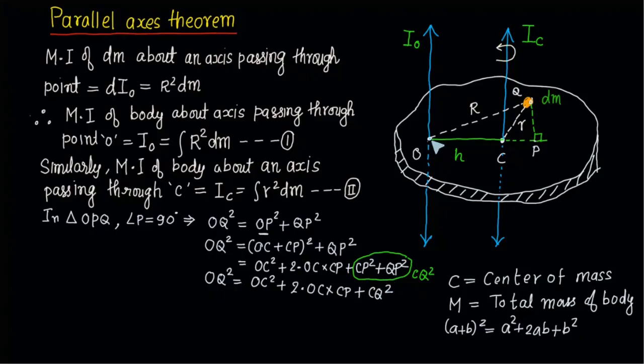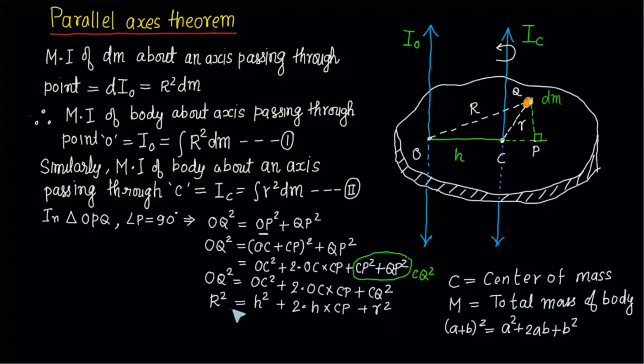Now let me substitute the values. OQ is nothing but capital R, OC is H, the distance between two parallel axes, again 2 times OC is H, and CP, we don't know the value of CP, so I'll keep CP as it is, plus CQ square. This CQ is small r, so CQ square is small r square, friends. Now I'll be multiplying both sides.